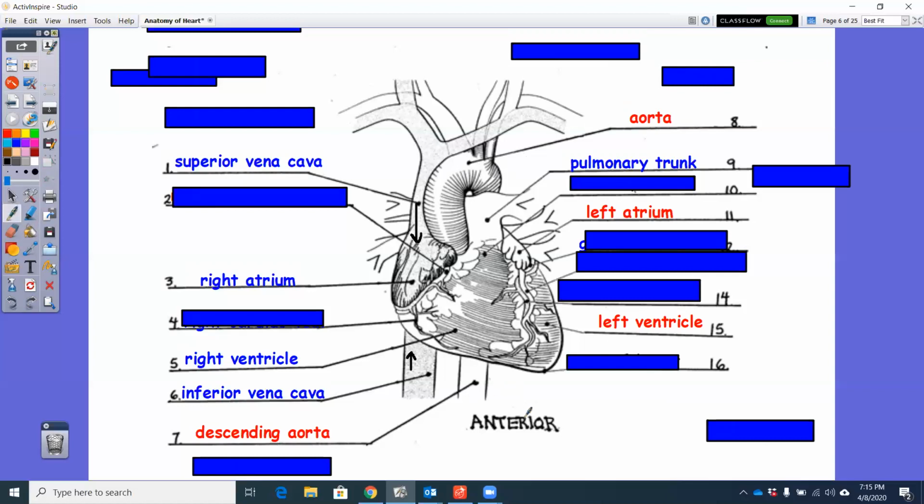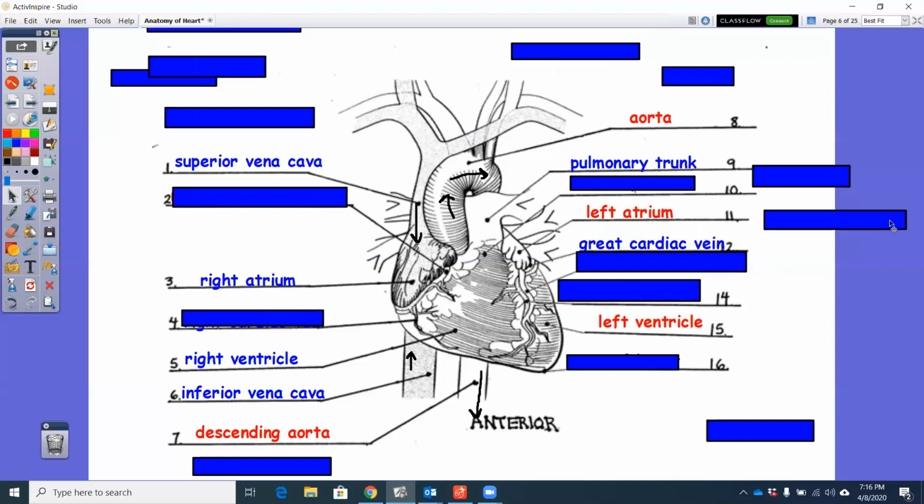So the descending aorta is going to be carrying blood down. This aorta would have the ascending part, then the aortic arch. Then you can see it has its three branches coming off the top and going up to your head and neck. Okay. Now, also on this image are some of your coronary vessels and some of your coronary circulation.